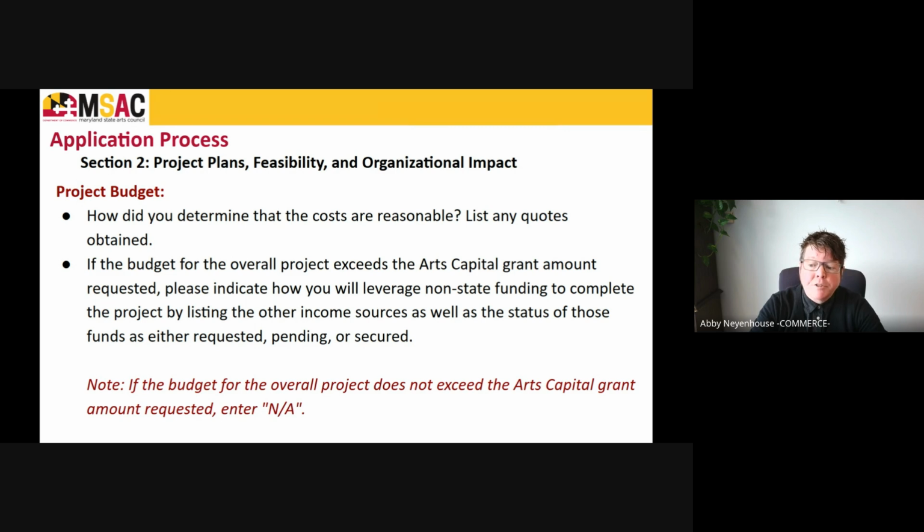And if the budget for the overall project exceeds the Arts Capital Grant amount, we would like to know how you plan on leveraging non-state funding to complete the project. And so, we would like to know if you have pending funds, or you've secured funds already, or if you have requests out to funders for different parts of that. But that just, again, helps us to understand the feasibility of the project in terms of the funding that will be needed to completely finish your project. And if the budget for the overall project does not exceed the Arts Capital Grant, you can just enter non-applicable, or NA.